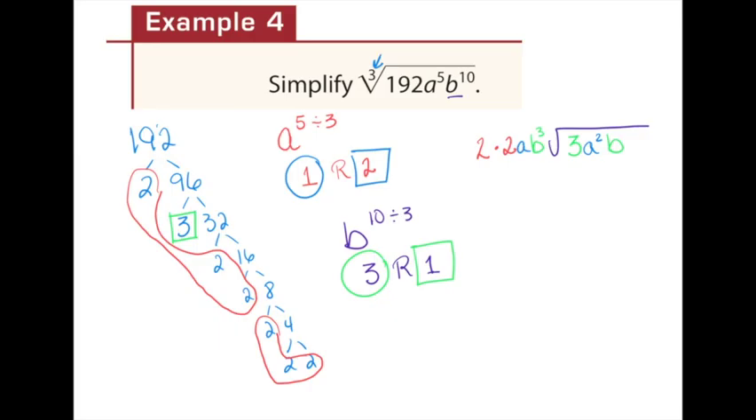Everything that you take out multiplies. Everything that stays in multiplies. So to simplify this, I'm going to say 2 times 2 times a times b cubed. So I would write that 4ab cubed. And then on the inside, it's already as simple as it will get, 3a squared b. All right? And that would be my answer.